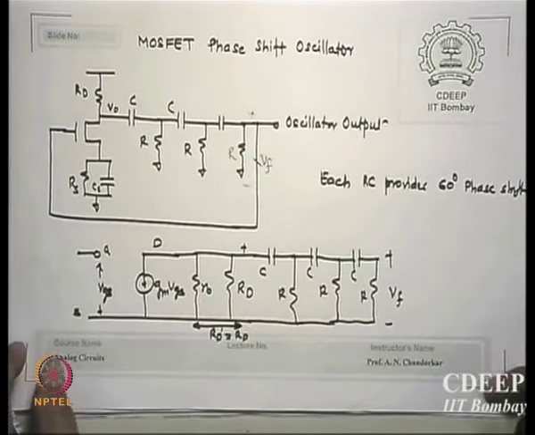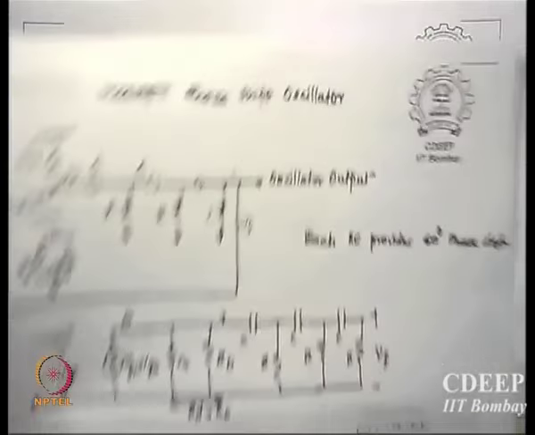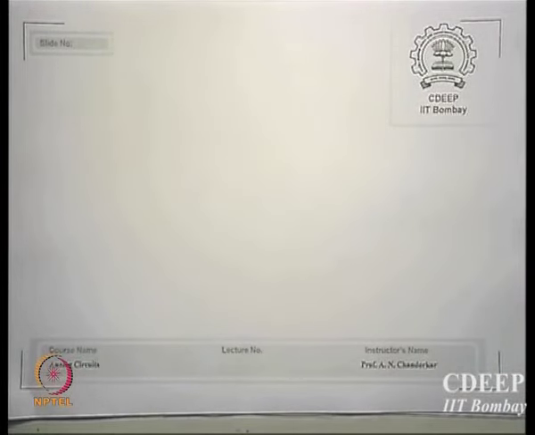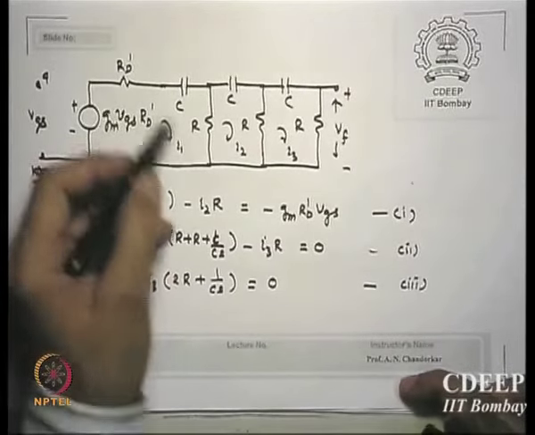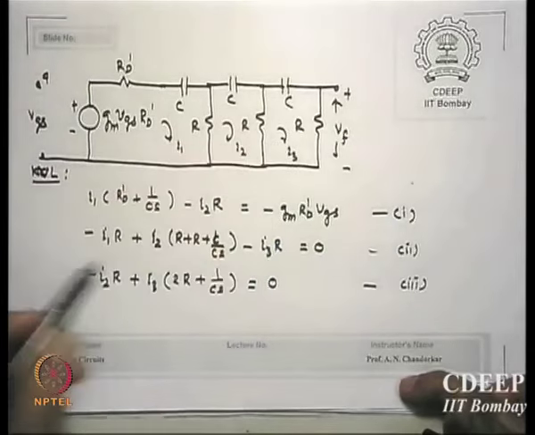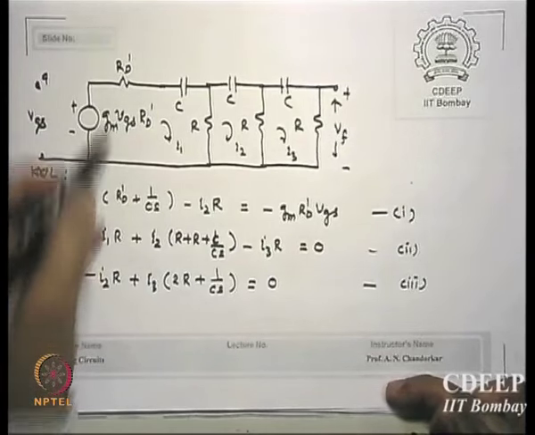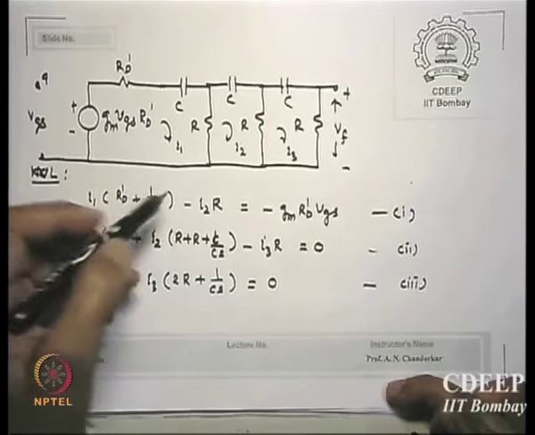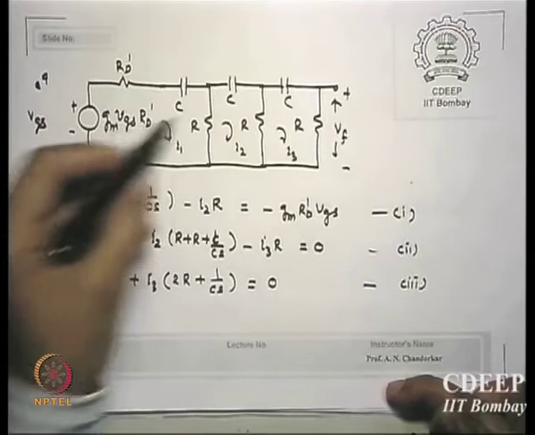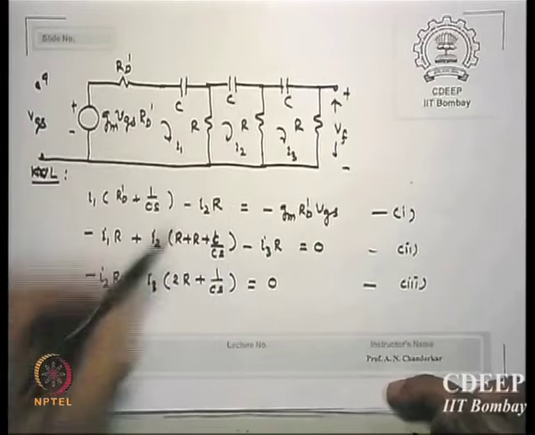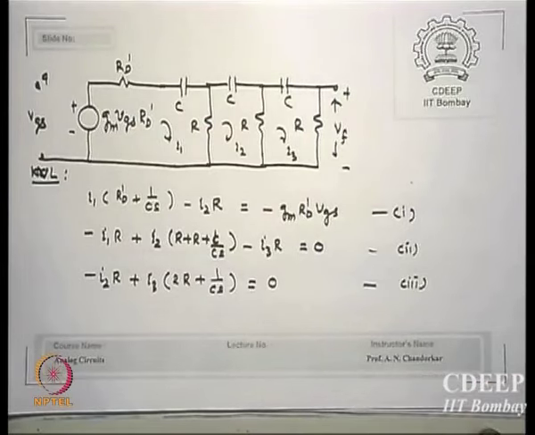So I put an equivalent circuit of this, which is very simple, nothing great. We have done it n times, so you don't need me to say how it is done. I will not show you all of the solution. I use Kirchhoff's law, I1 current in this loop, I2 in this, I3 in this. Wrote 3 equations for 3 loops, okay. For this, I1 times RD dash plus 1 upon CS minus I2 R is gm RD dash VGS with a minus sign. This is first for this loop. Then for the second loop, this equation. Then for the third loop, this equation. Is that okay? Simple Kirchhoff's law, nothing very serious.